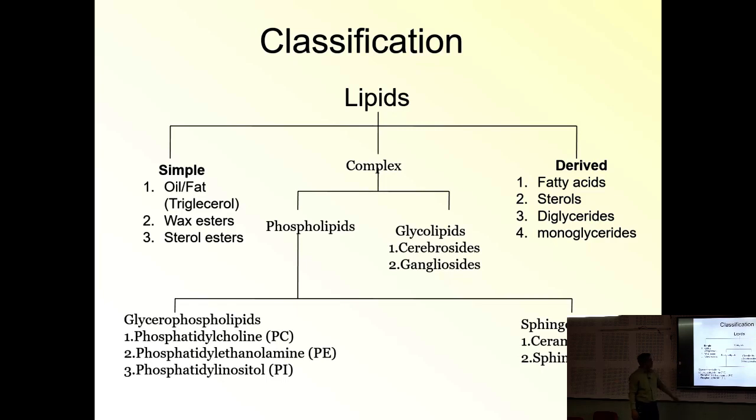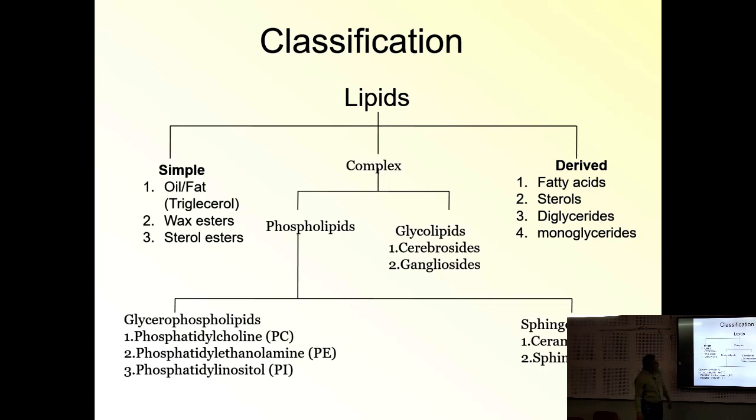First is simple. Simple lipid is classified into three. The examples are oils and fats, mostly composed of triglycerides. Similarly, wax esters. Wax esters you will find in honey wax, that is also one of the components of simple lipid. Then sterol, there is a major classification of sterol also that I will teach you later on.